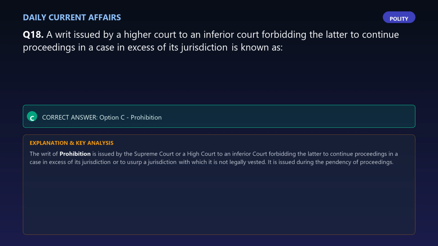Explanation: The writ of prohibition is issued by the Supreme Court or a High Court to an inferior court forbidding the latter to continue proceedings in a case in excess of its jurisdiction or to usurp a jurisdiction with which it is not legally vested. It is issued during the pendency of proceedings.